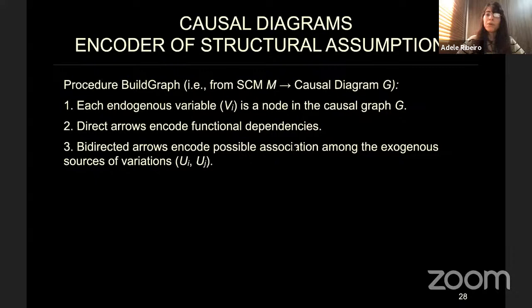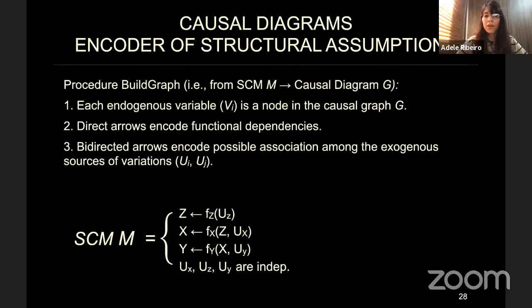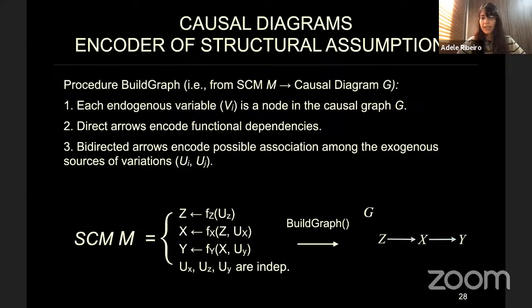Let's give an example here. I have three variables: Z, which depends only on some external variables, X depends on Z, and Y depends on X. So the causal diagram here is a chain. Again, Z depends only on external factors, so it does not appear in the graph. X depends only on Z, and Y depends only on X. And this is the assumption here, that the external variables that affect X, the external variables that affect Z, and the external variables that affect Y are independent. So that's why we don't have any bidirected arrow here.